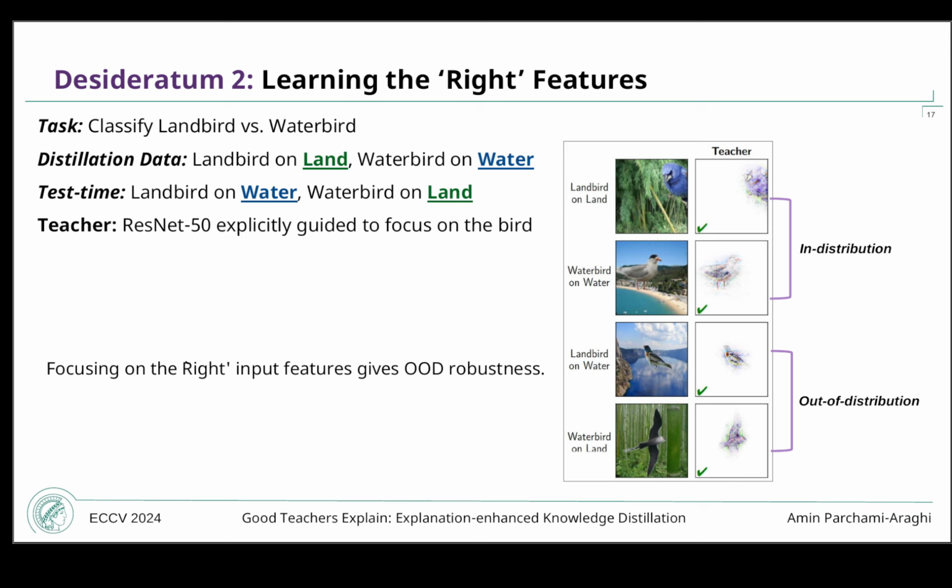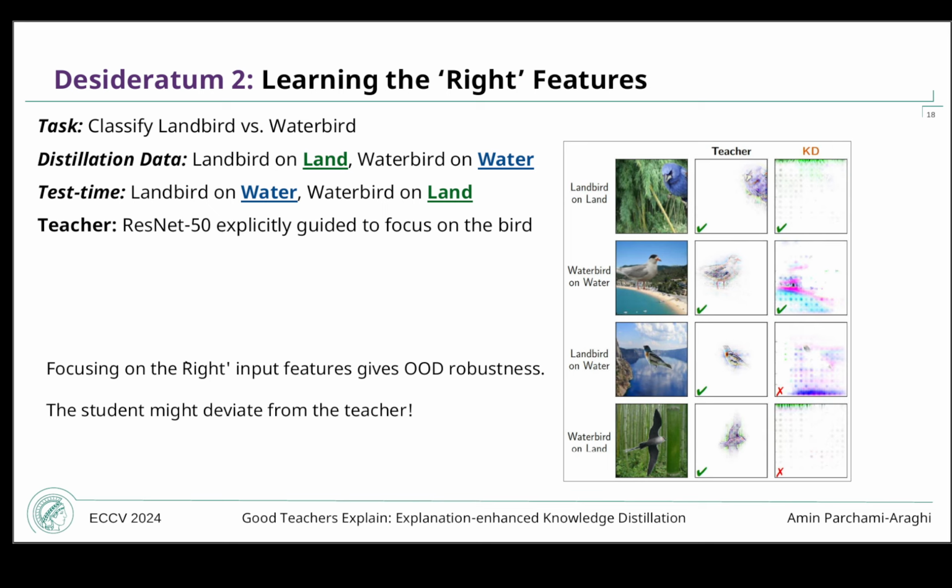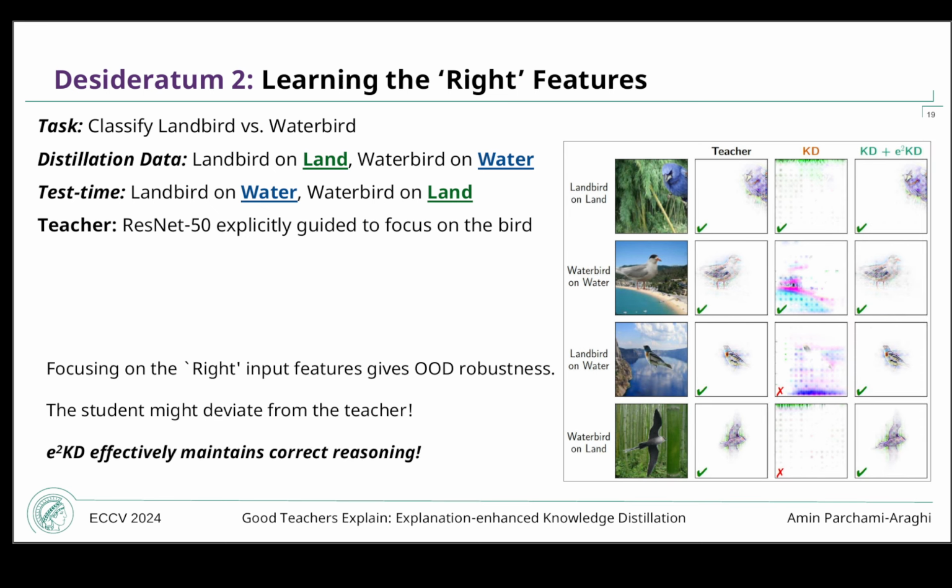For the second desideratum, we consider a binary classification setting between water bird and land bird, where at training time the bird and background type are spuriously correlated, while at test time there exists a distribution shift. We see that our teacher is robust to such distribution shift by focusing on the bird and not the background. With logit-based KD, we indeed observe that the student may deviate from its teacher, and this in turn results in lower OOD performance. By adding the explanation matching on top of logit distillation, we are able to maintain the reasoning of the teacher, and the student keeps focusing on the bird and not the background, and therefore is more OOD robust. This is of course quantitatively evaluated in the paper.